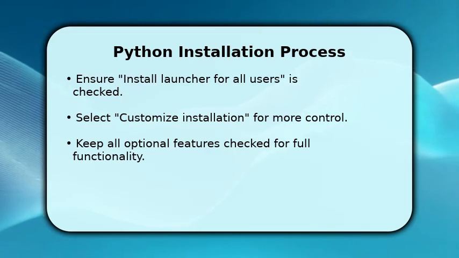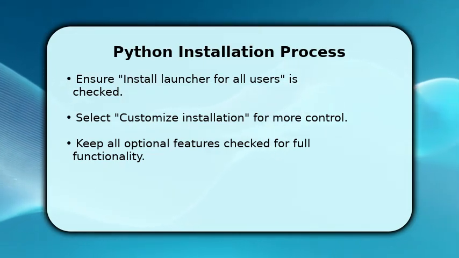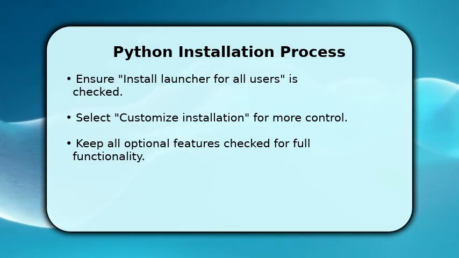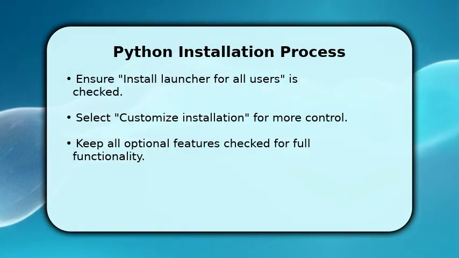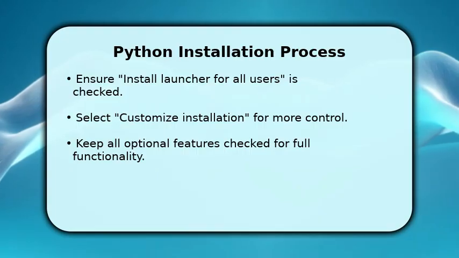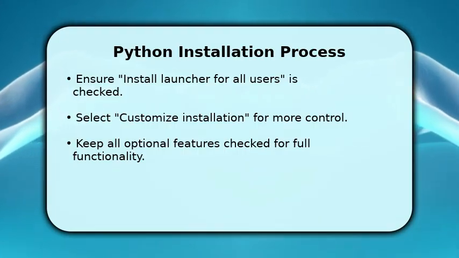During the installation, you will encounter several options. Make sure to select Install Launcher for all users to ensure system-wide access. Opt for Customize Installation to review and confirm all optional features are included. These provide full functionality. A recommended practice is to choose a straightforward installation path, such as C:\Python followed by the version number, for easy future reference and management.